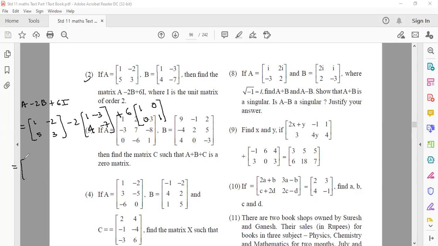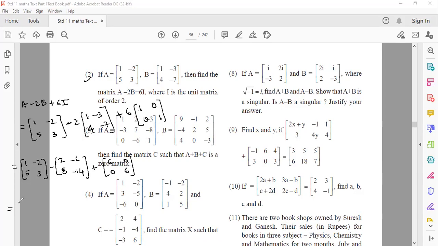That is equal to [1, -2; 5, 3]. Take a 2 inside: [2, -6; 8, -14]. I did not take minus 2 inside, I took only 2 inside. You have the option of taking minus 2. If you take minus 2, then it becomes plus.